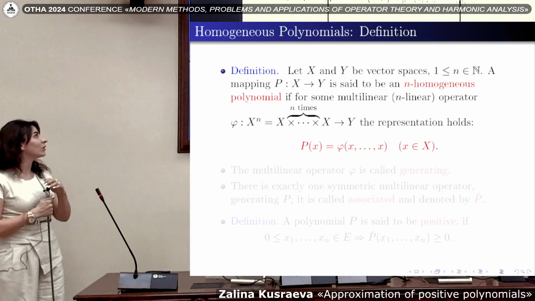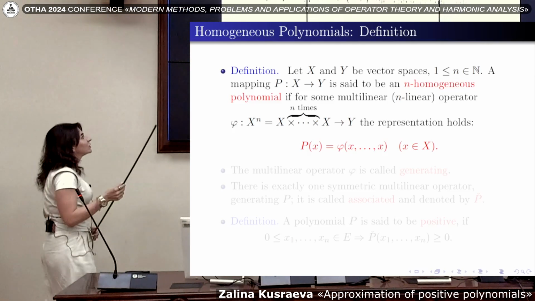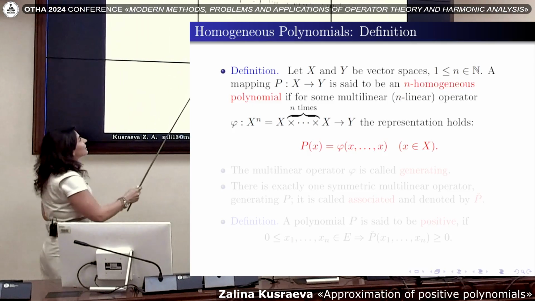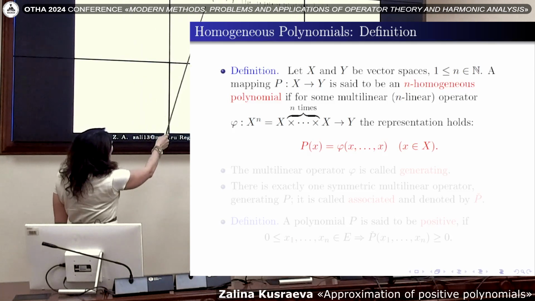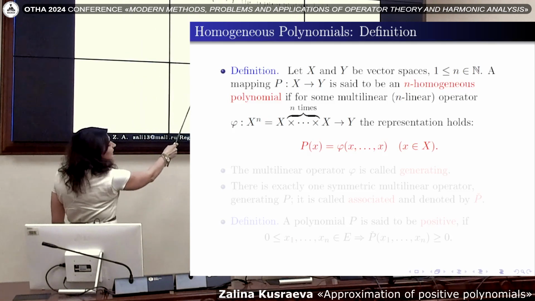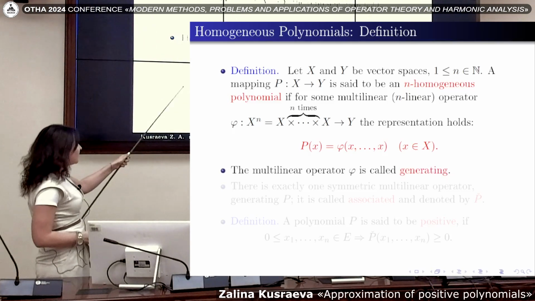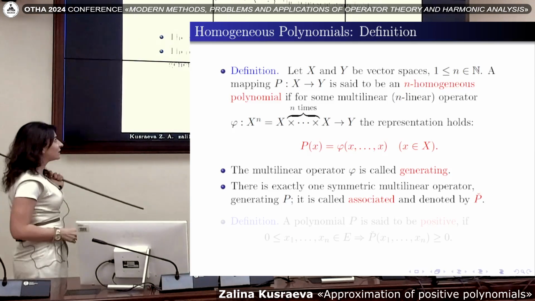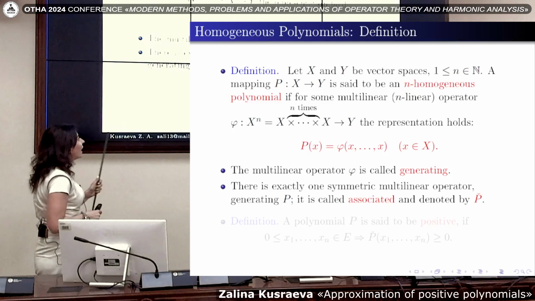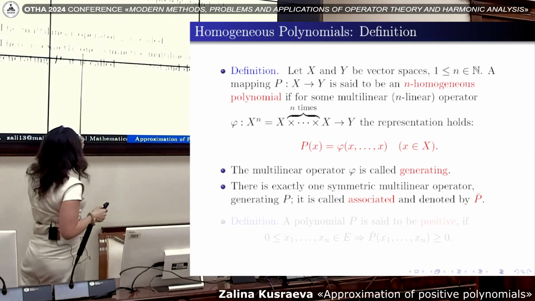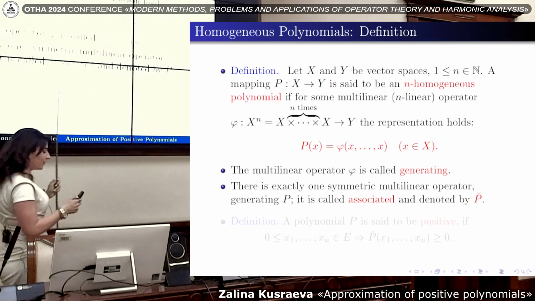Okay, now I guess I have to introduce the main object of the investigation. It's a homogeneous polynomial. So the mapping P is called a homogeneous polynomial if it is representable as a restriction of some n-linear operator to the diagonal. This n-linear operator is called generating for P, and in case when it is symmetric, it is unique for this concrete polynomial, and it is called associated for P, and denoted by P check.